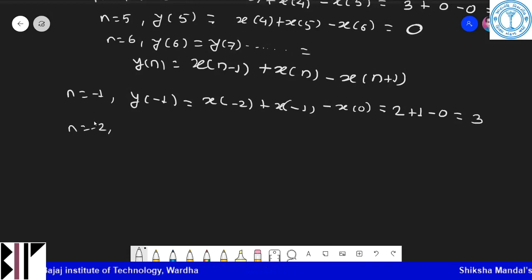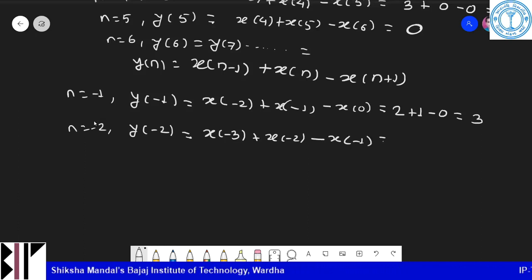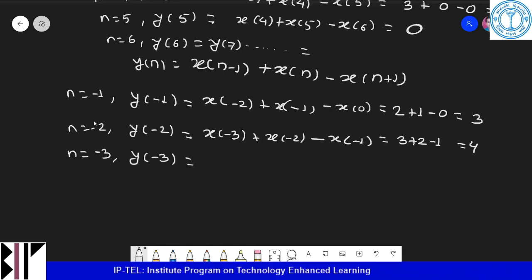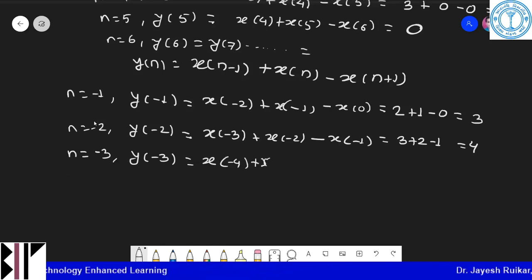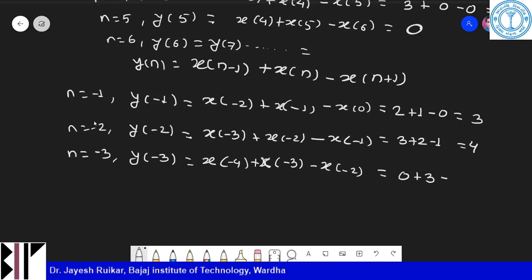Put n is equal to minus 2, so we'll get y of minus 2, which is equal to x of minus 3 plus x of minus 2 minus x of minus 1, which is 3 plus 2 minus 1, that is equal to 4. Put n is equal to minus 3, we'll get y of minus 3, which is equal to x of minus 4 plus x of minus 3 minus x of minus 2, that is 0 plus 3 minus 2, which is equal to 1.